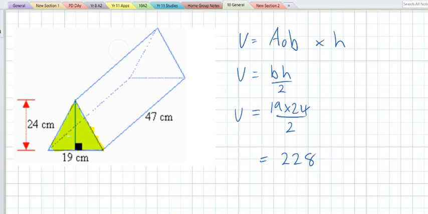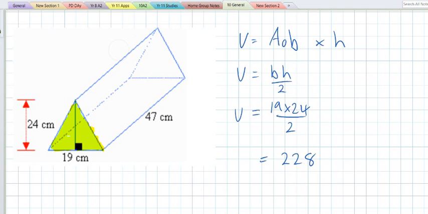Imagine if we stood the shape up on its base. So we stood it on that highlighted end. What would its height be? Its height would be, if you stood it up, 47. Good, 47. So now we have found the area of the base. Kelly said it. I said it first. Doesn't matter, you both got it right.